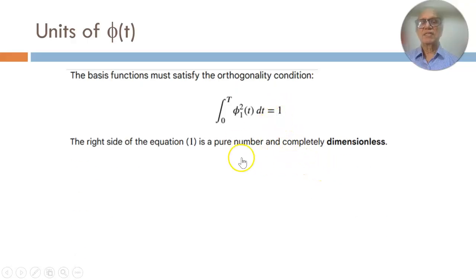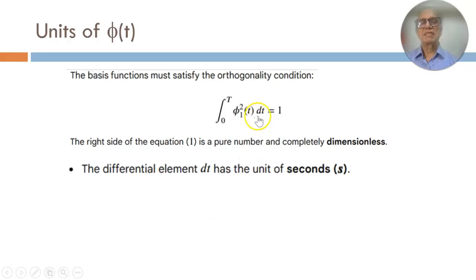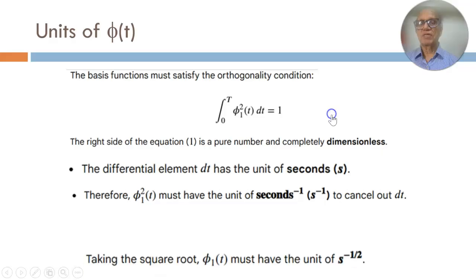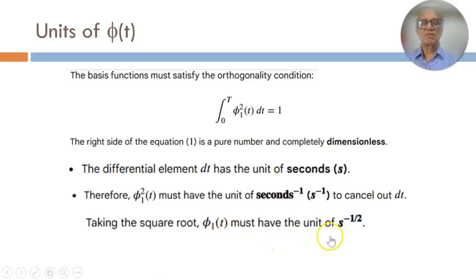It does not have any units, but dt has the units of seconds, time. So therefore phi 1(t) squared must have the units of 1 by second, so that it will cancel with this second and match the right hand side, which is dimensionless. So phi 1(t) squared must have units of 1 by second. So phi 1(t) itself must have the unit of 1 upon square root of second.